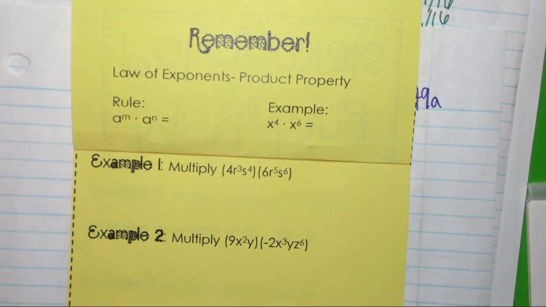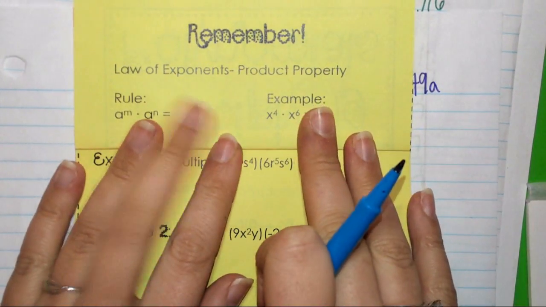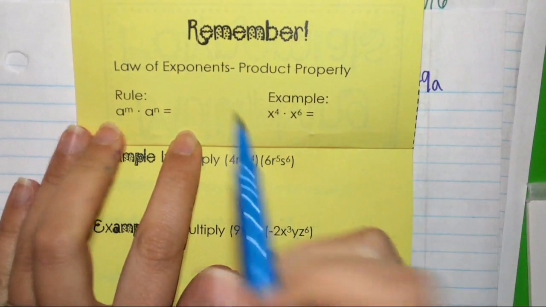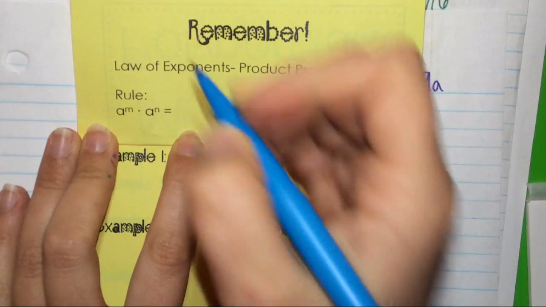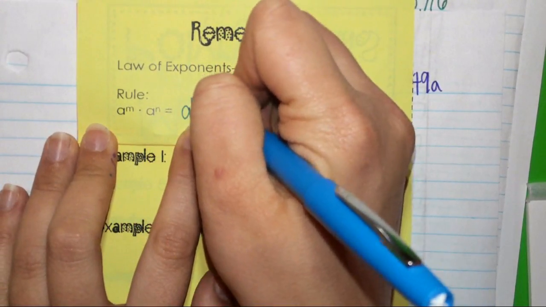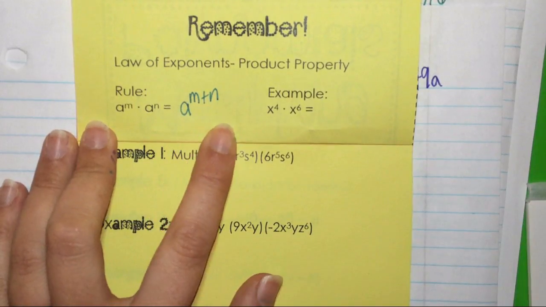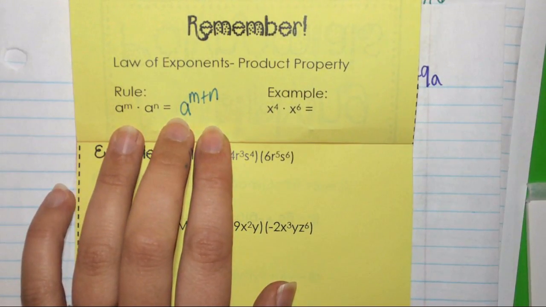Alright, so when you multiply like bases, what do you do to the exponents? You add them. So when we multiply these, what are we going to do to them? Add them. So it's going to be a to the m plus n. Does everybody see how I did that?